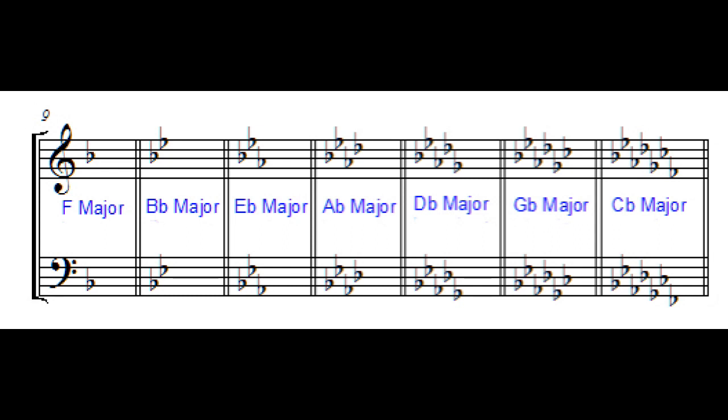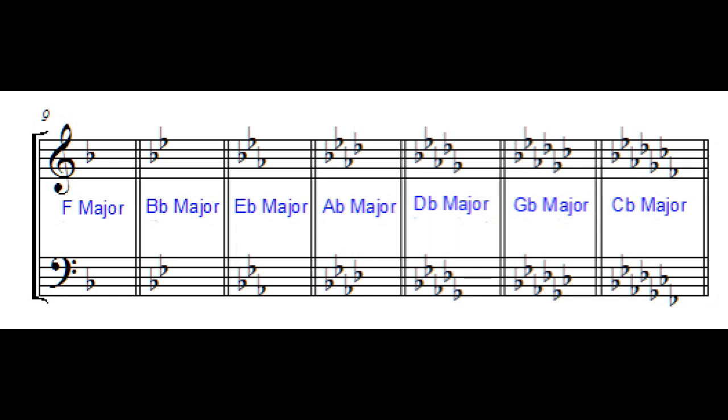The scale which has 1 flat is the F major scale, and that flat, being the first flat, is a B flat. The scale which has 2 flats is the B flat major scale, and it has B and E flat. The scale which has 3 flats is the E flat major scale, and it has B, E, and A flat. The scale which has 4 flats is the A flat major scale, and it has B, E, A, and D flat. The scale which has 5 flats is the D flat major scale, and it has B, E, A, D, and G flat.